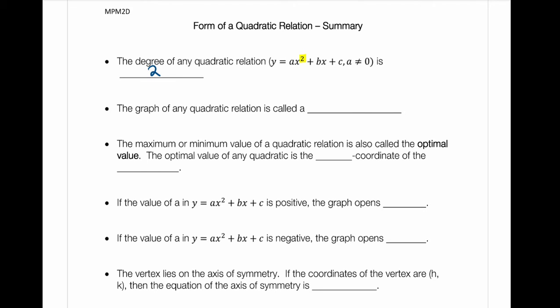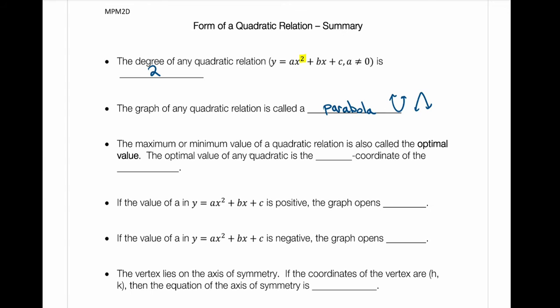The graph of any quadratic relation is called a parabola, however you want to pronounce it. But a parabola is basically that U shape, or that kind of N shape that we see with our graph. And the key thing about this is that it's symmetrical. Right, a parabola, it's symmetrical on both sides of the vertex, or that axis of symmetry.